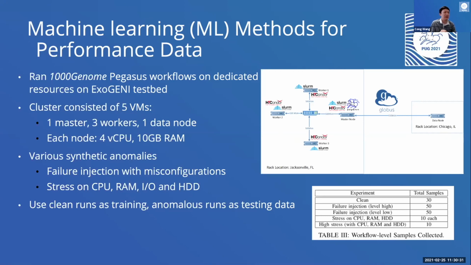So we have collected different workflow executions. For the clean runs, we do not use any anomalies. For that, we have collected 30 samples. And for the different failures, we inject, for example, misconfigurations to generate synthetic workflow failures, as well as different levels of stress on the CPU, RAM, or hard disks, with high stress or low stress.